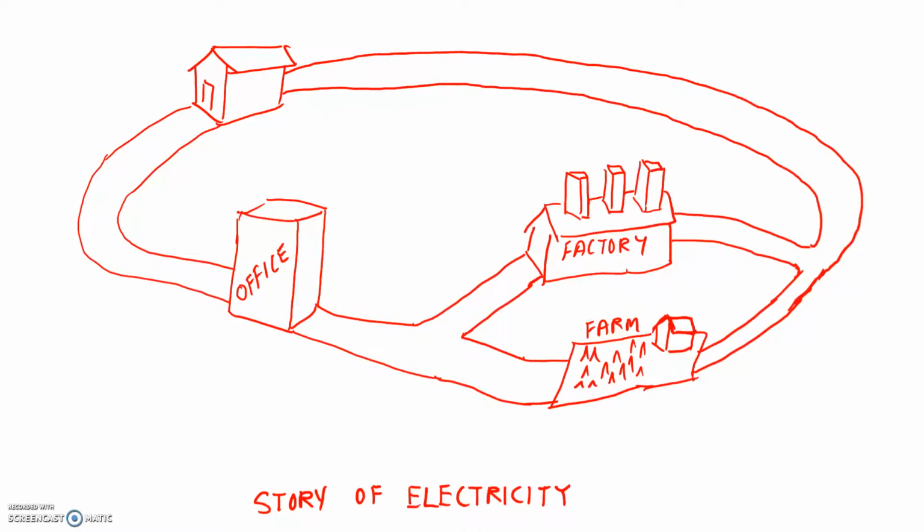Okay, so this is to let you understand the concept of electricity. I will begin with a story about electricity. Now, in this situation, you notice that I've drawn a drawing of a house, and there's an office, there's a factory, there's a farm, and then you notice there's a path.